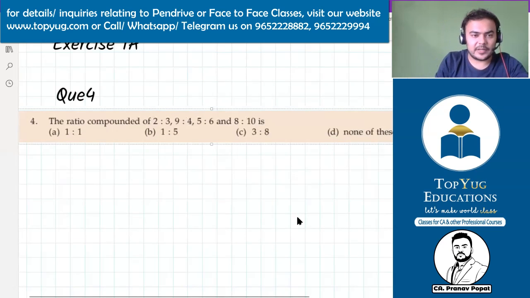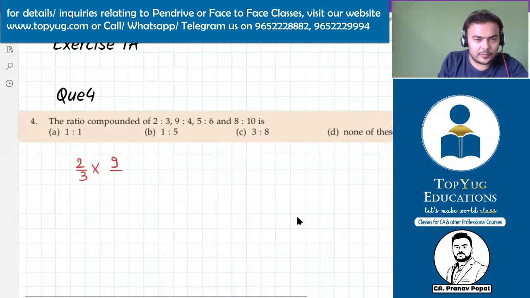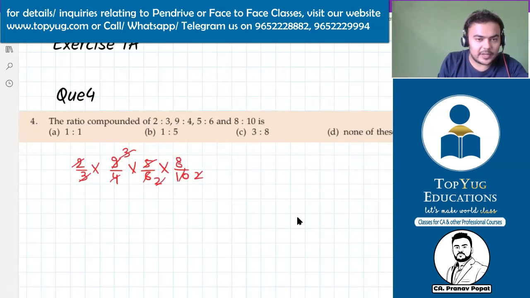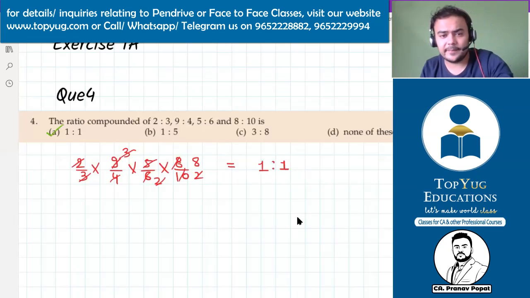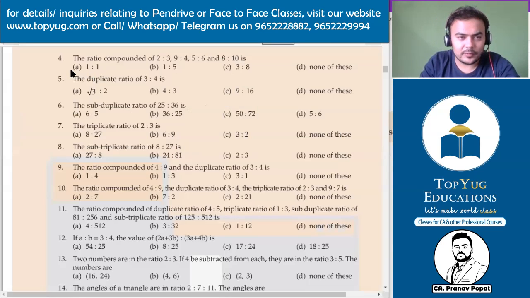It is very simple, guys. 2/3 into 9/4 into 5/6 into 8/10. 3 threes are 9, 5 twos are 10, 2 and 2 cross, 3 twos are 6, 4 twos are 8. The answer coming is 1:1 because everything is crossed now. So the correct answer is option A. Clear, guys? No problem. 1A.